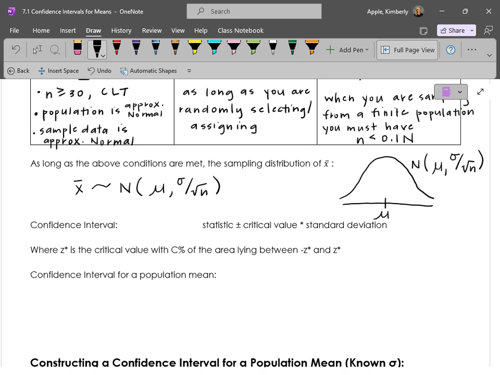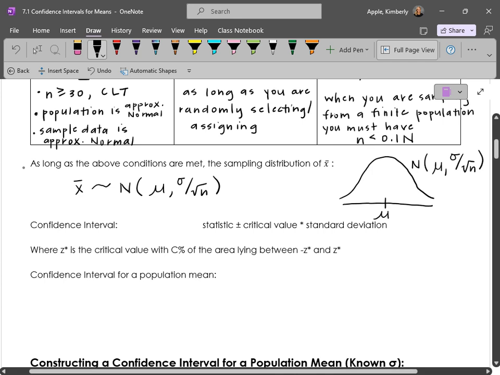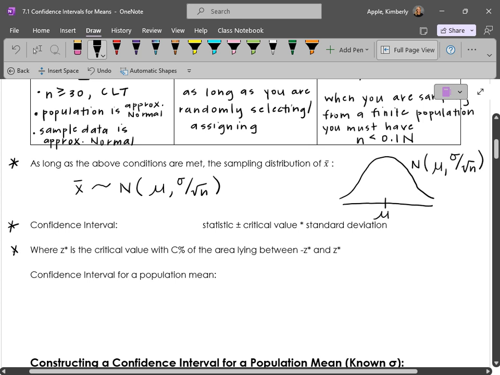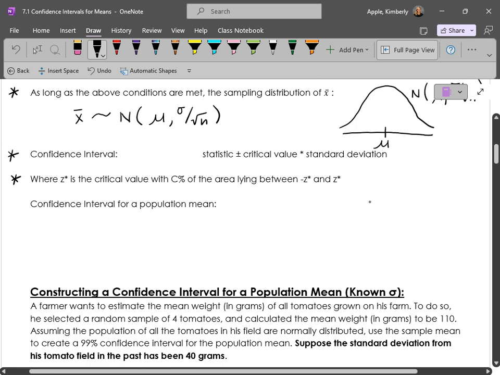All right. Next thing. As long as the conditions are met, this is stuff we already know. This is review of Unit 5. We also know from Unit 6 that the basic structure of a confidence interval is the statistic plus or minus the critical value times the standard deviation, where Z star is the critical value with the C percentage of the area lying between negative Z star and Z star. So as a reminder, that looks like this.